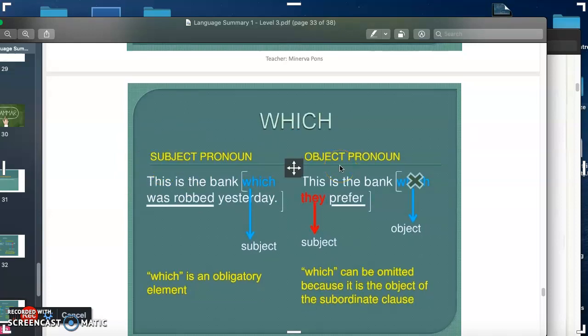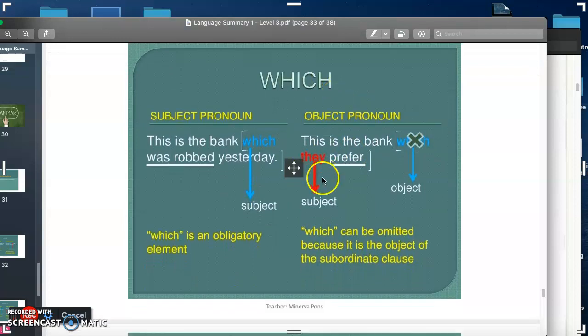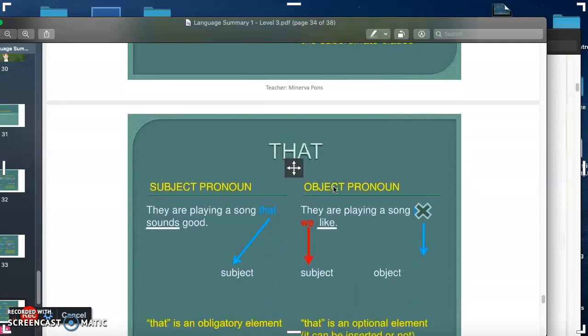But then if we use it as an object pronoun, for example, this is the bank which they prefer. In here, the subject is they, so we can omit the which because this is the bank they prefer. It's not important. We can also say this is the bank which they prefer, but since this is an object pronoun, we can omit it, so it doesn't really make, let's say, a difference in our sentence.